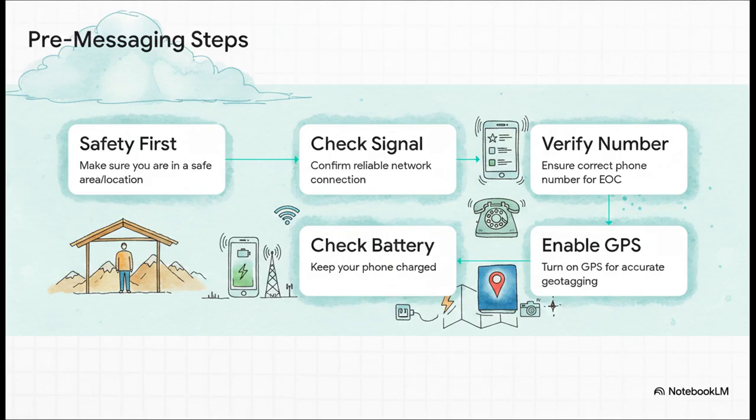And step 4 is an absolute game changer. You must turn on your GPS location services. This ensures that any photos you snap are accurately geotagged, automatically giving incident commanders your exact coordinates without you having to manually type them out.